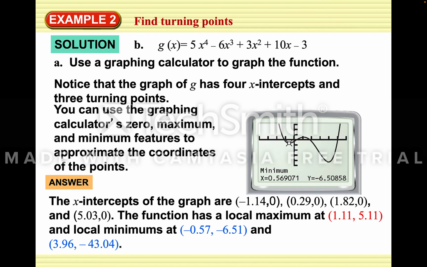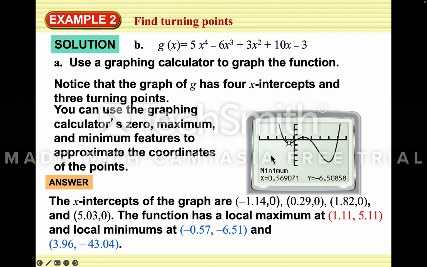And so we get that the x-intercepts are at negative 1.140, 0.290, 1.820, and 5.030. And then the maximum is here at 1.11, 5.11, and there are 2 local minimums, one at negative 0.57, negative 6.51, and 3.96, negative 43.04.